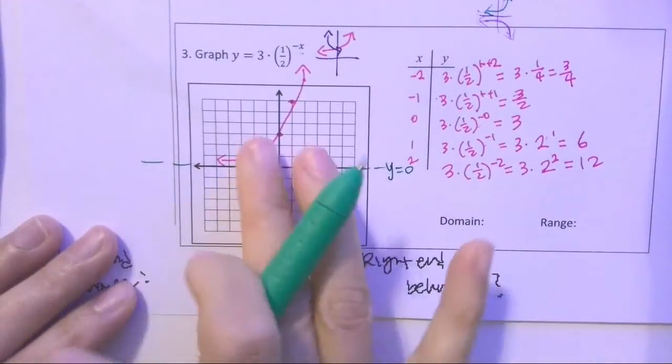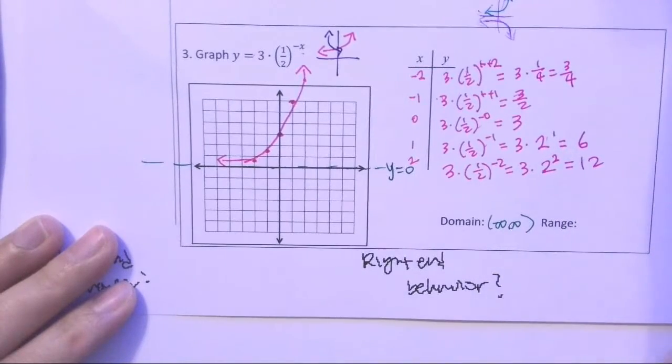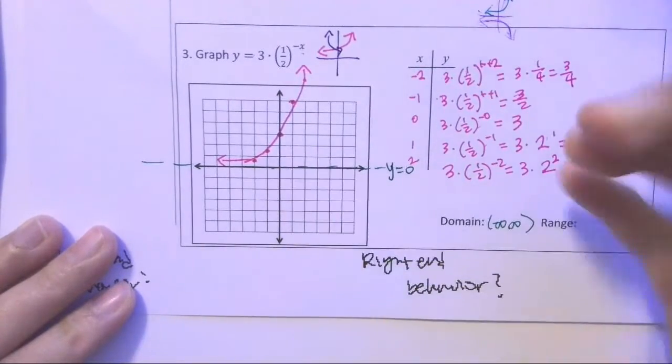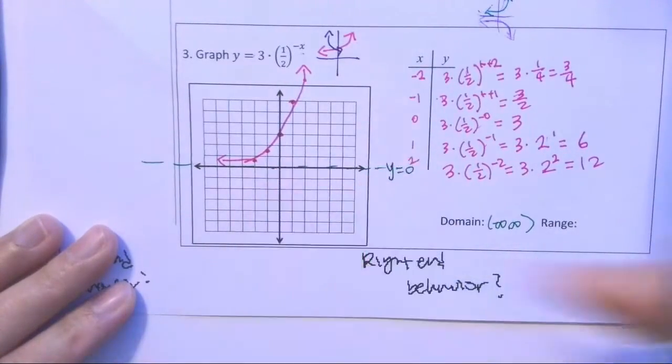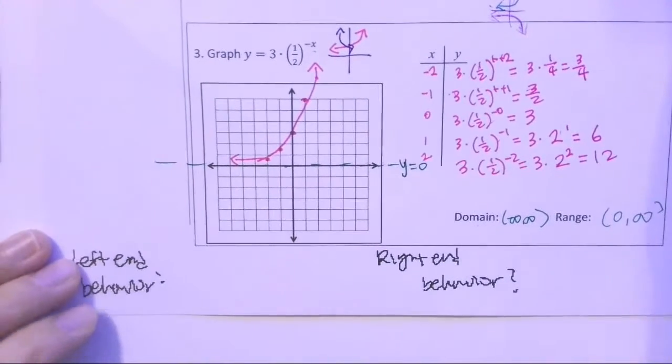What will be my domain? X covers all of them, so -infinity to +infinity. What will be my range? It starts from 0 up. Do we have any y is equal to 0 value? No. So parentheses 0 to +infinity.